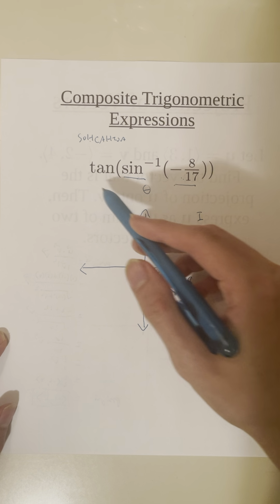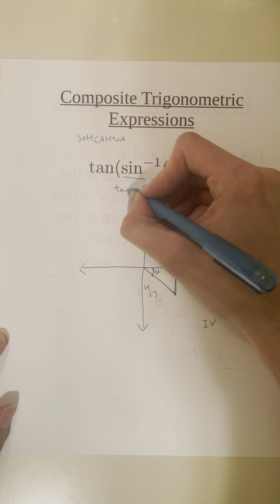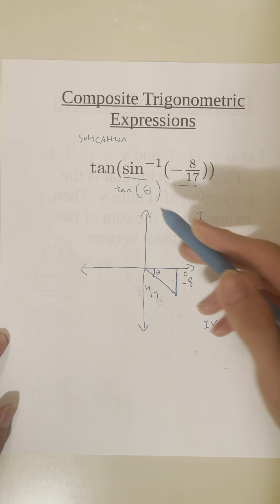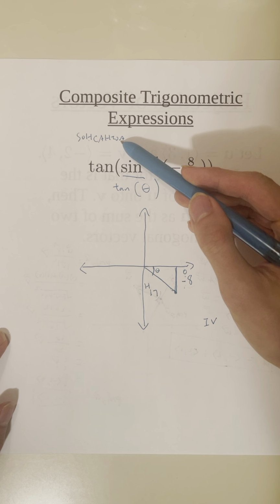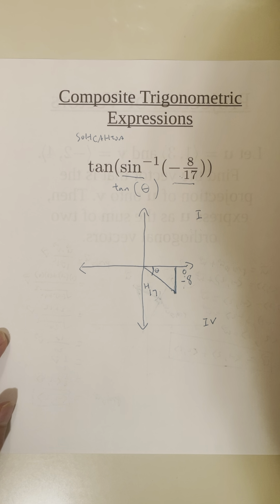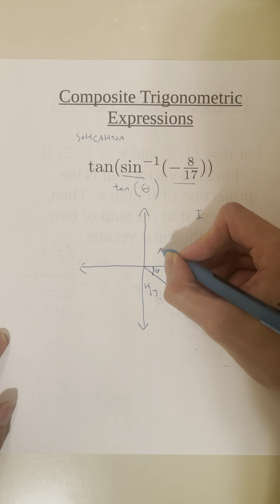But the problem is asking for tangent of what? Tangent of theta. So how do we find tangent of theta? From SOHCAHTOA, tangent is what over what? Tangent is opposite over adjacent. Okay, so opposite is how long again? Negative 8. And then which side is adjacent? So this is opposite, this is hypotenuse. Adjacent is the other side.